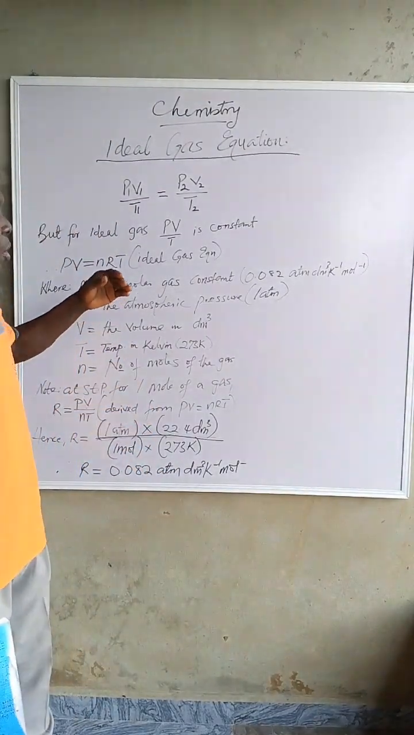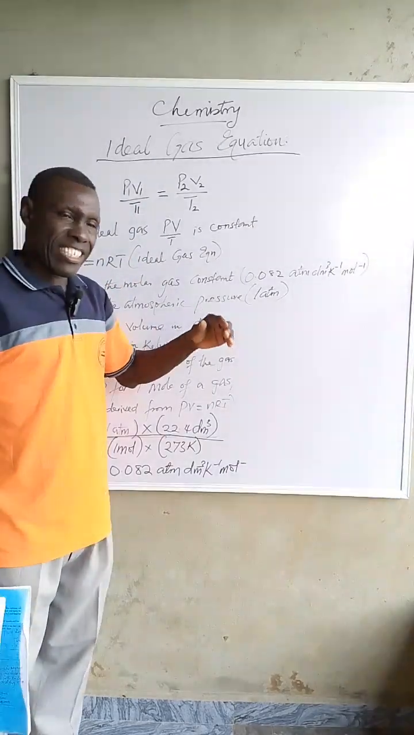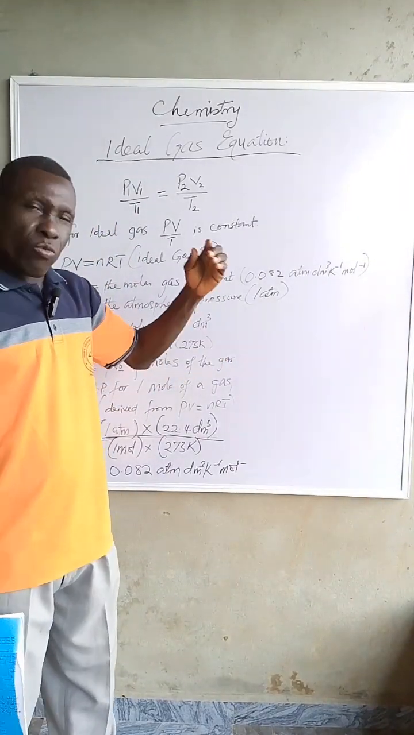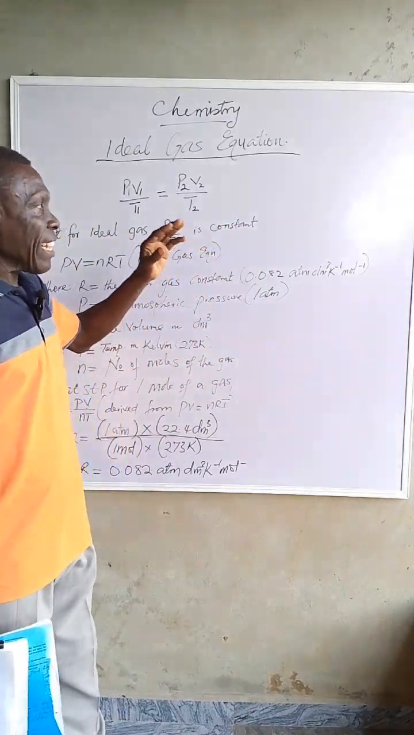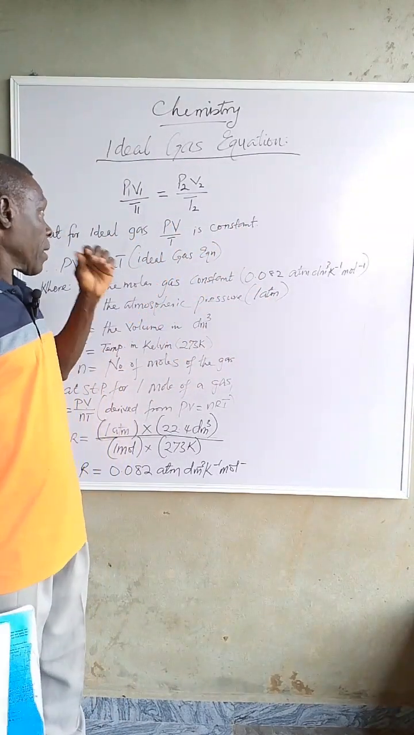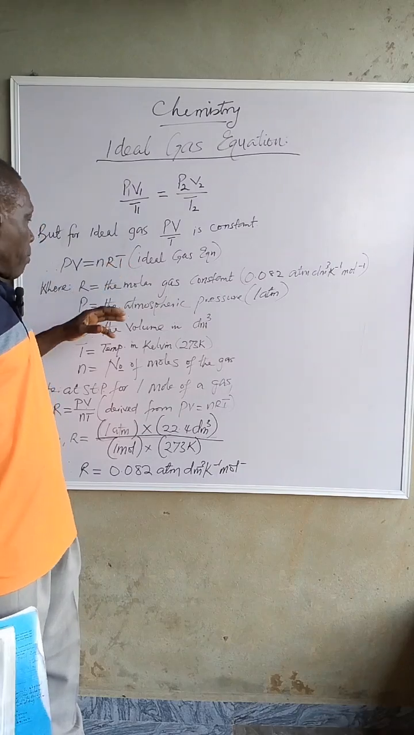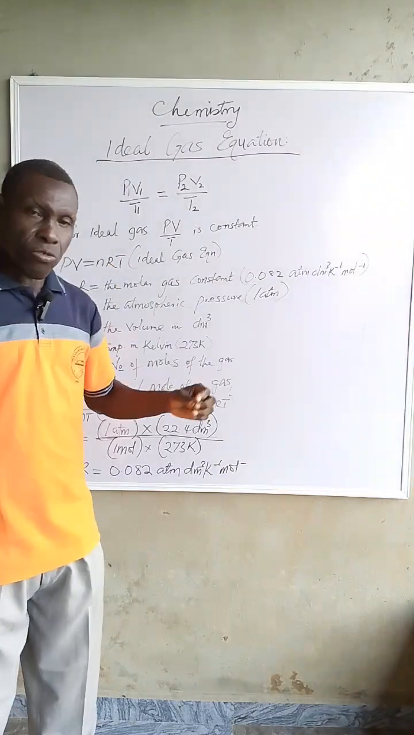So if you compare the ideal gas equation to the general gas equation, in the general gas equation, three parameters are there, while in the ideal gas equation, we have four parameters. We have the pressure, the temperature, the volume, and the number of moles.